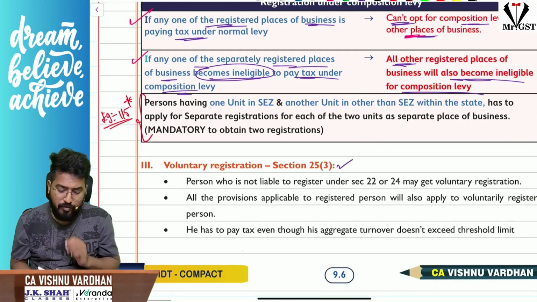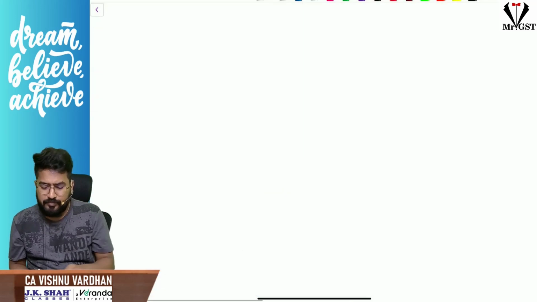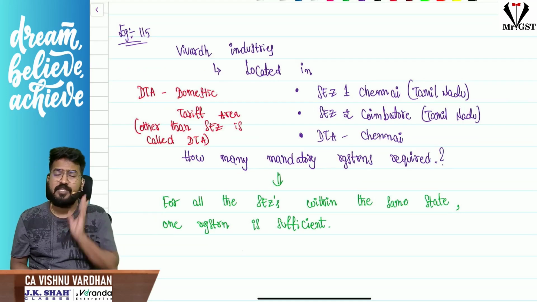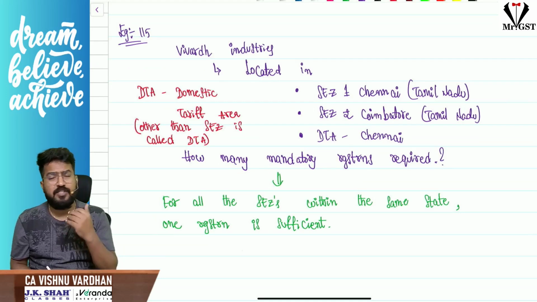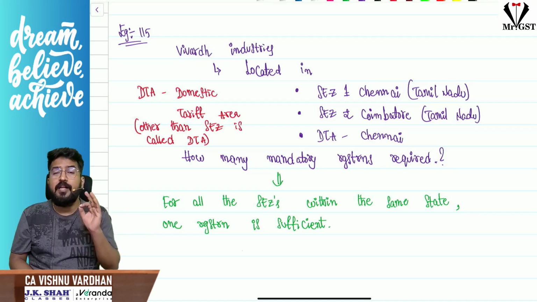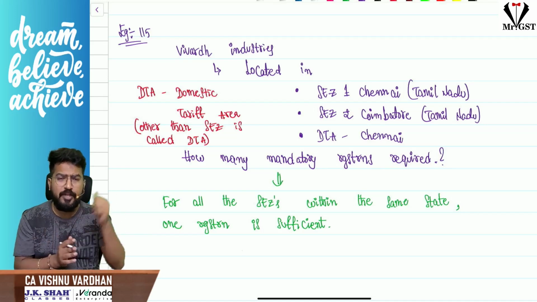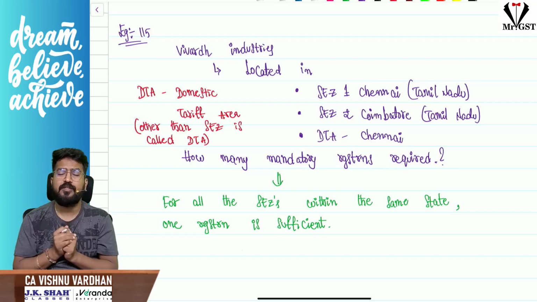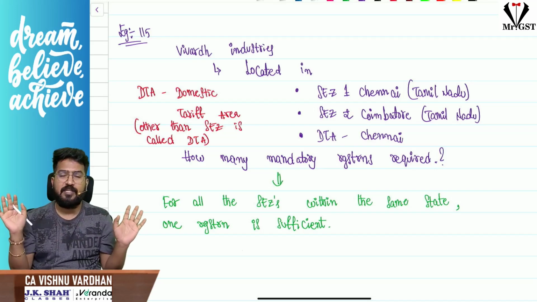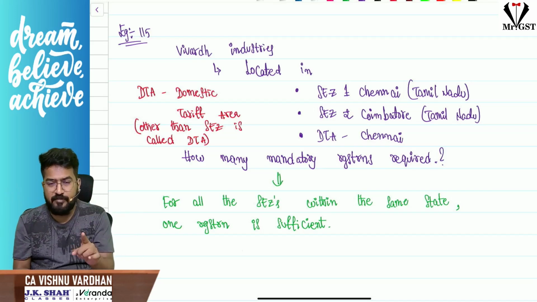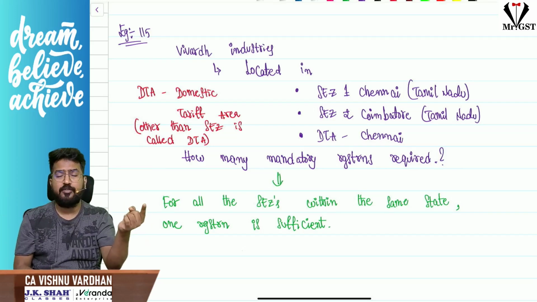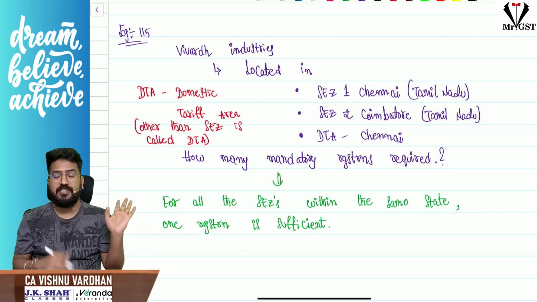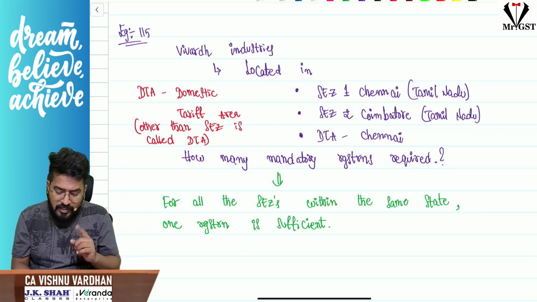Next, this is something important here, sir. Normally in one state, single registration is sufficient, multiple registrations are not mandatory, correct? Now, sir, what if in the same state I have one unit in a special economic zone and one unit in the domestic tariff area, that is outside the special economic zone? Then what should I do, sir? Then definitely you should take multiple, separate registrations. So in the same state, I repeat, if one unit is in the domestic tariff area and one unit is inside the special economic zone, then definitely you should take two registrations. One registration is not sufficient.